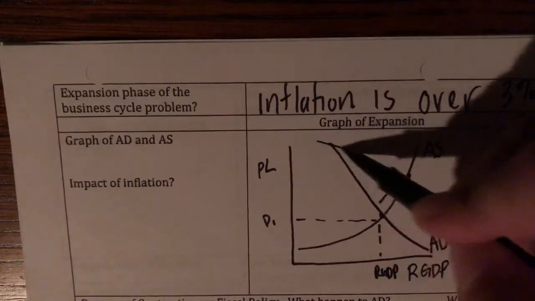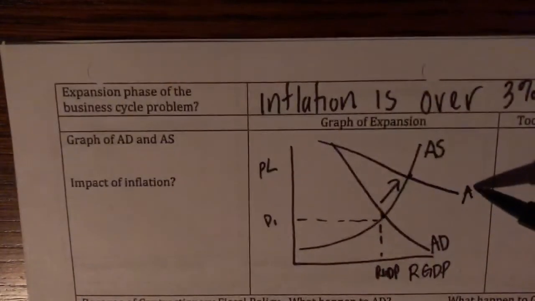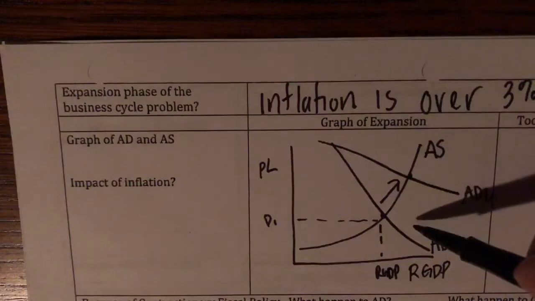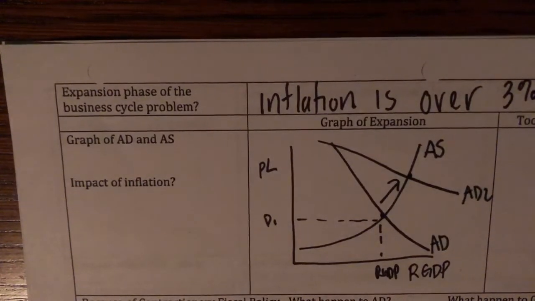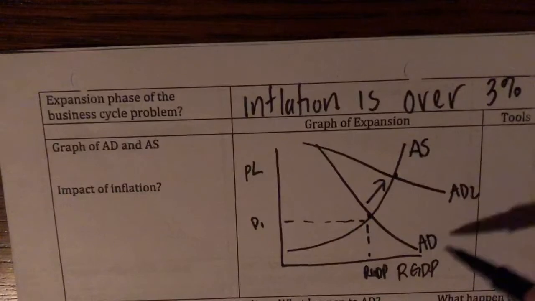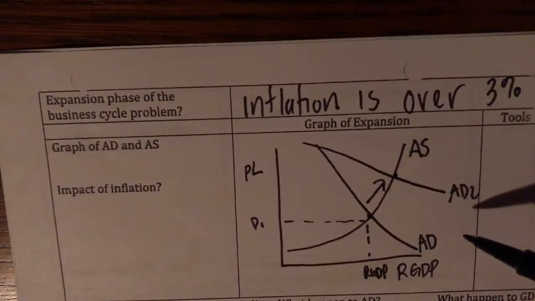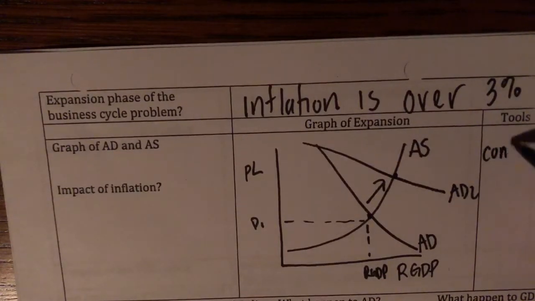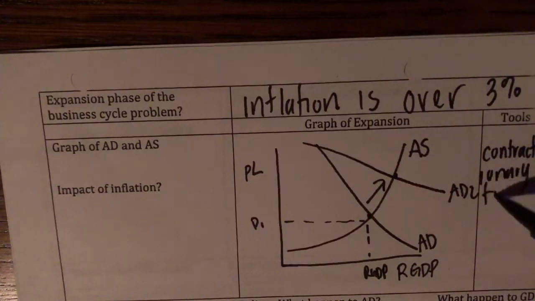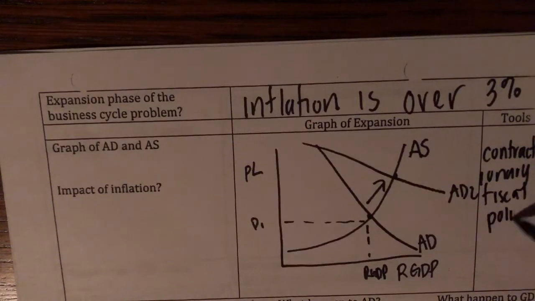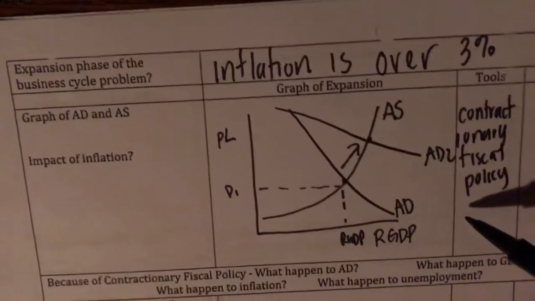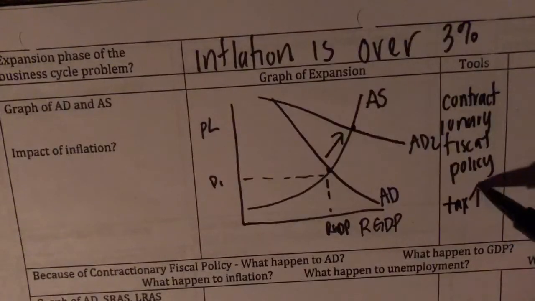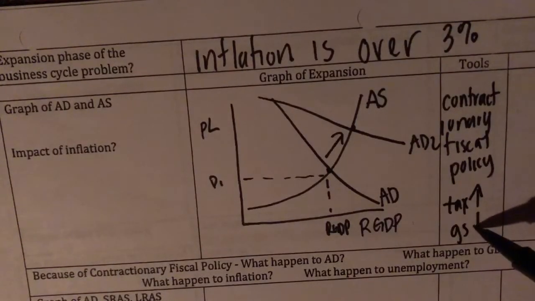Because that's showing me that prices are going higher and there's too much demand, too many dollars chasing too few goods. So the government realizes, wow, inflation is a problem. There are too many dollars out there, right? People are causing prices to go up. So the government is going to do contractionary fiscal policy, where they're going to tax more and government spend less.